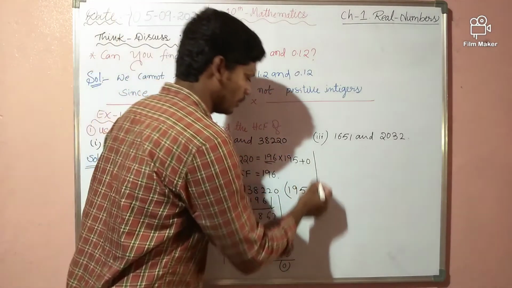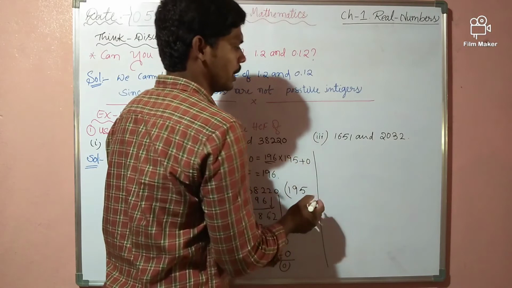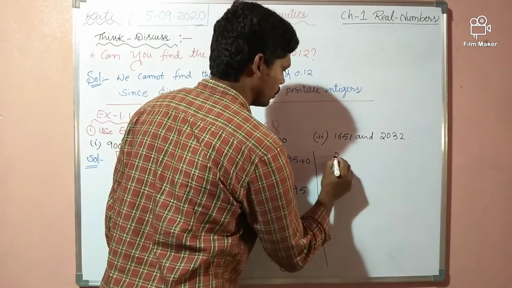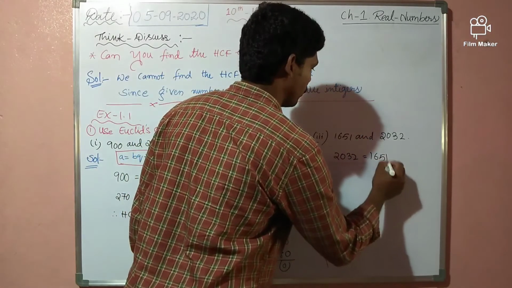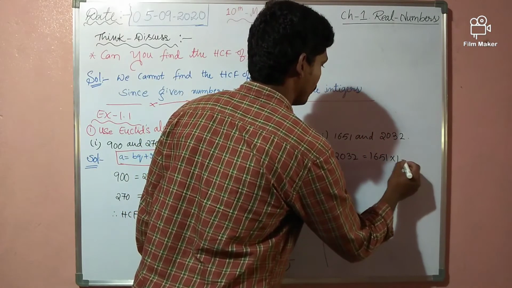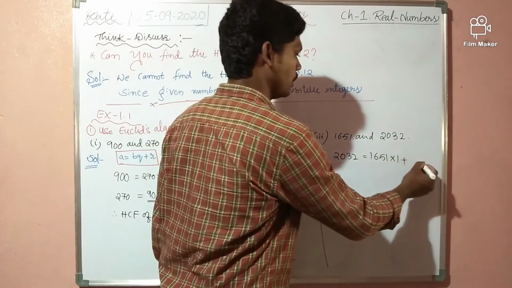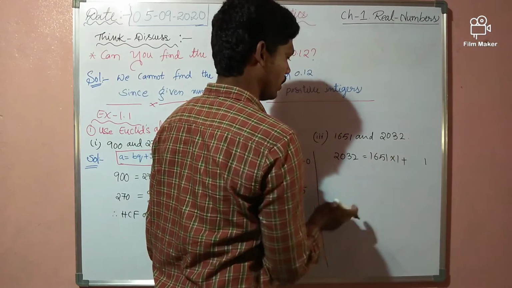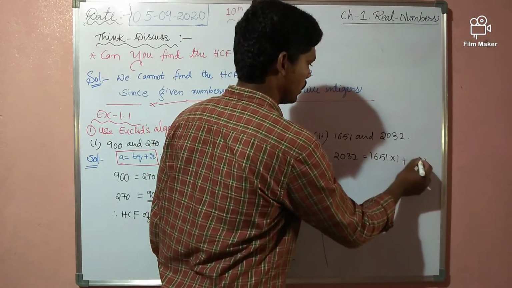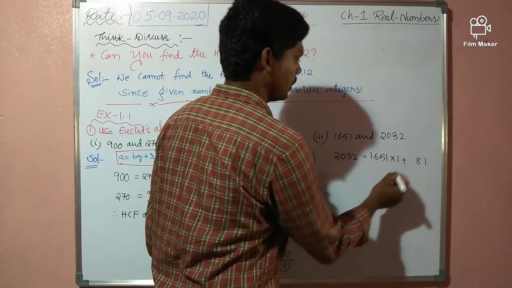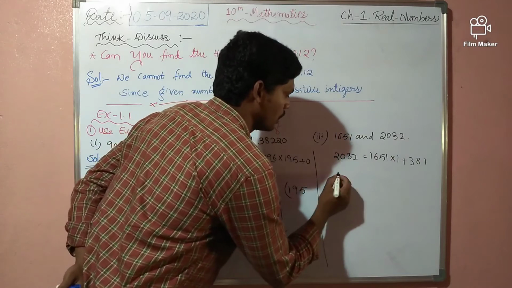Coming to the third one, 1651 and 2032. The largest is 2032, which is equal to 1651 into 1 time. What might be the remainder? 2 minus 1 is 1. 3 minus 5 is not possible. 13 minus 5 is 8. Here 19 minus 16 is 3. So the remainder is 381.